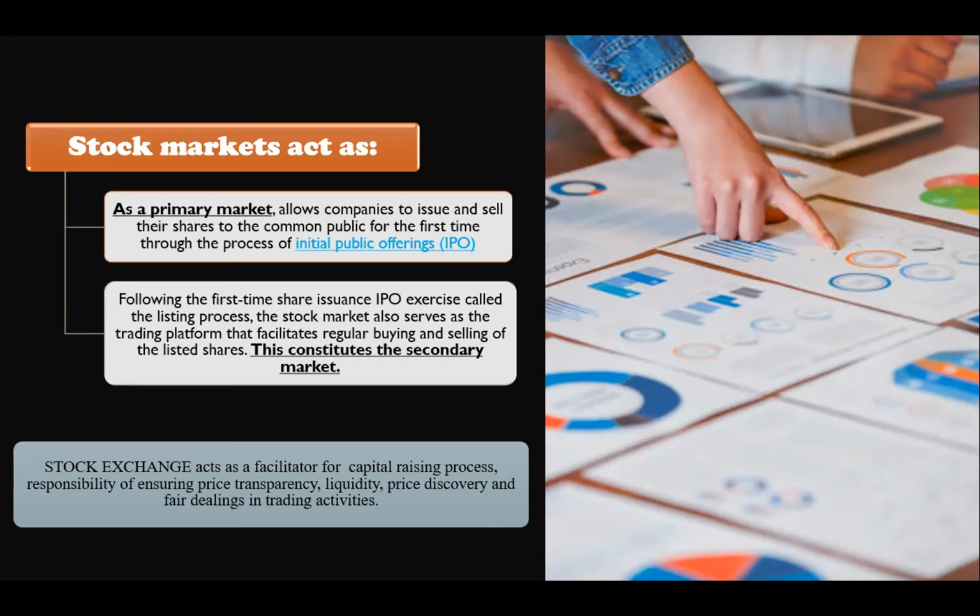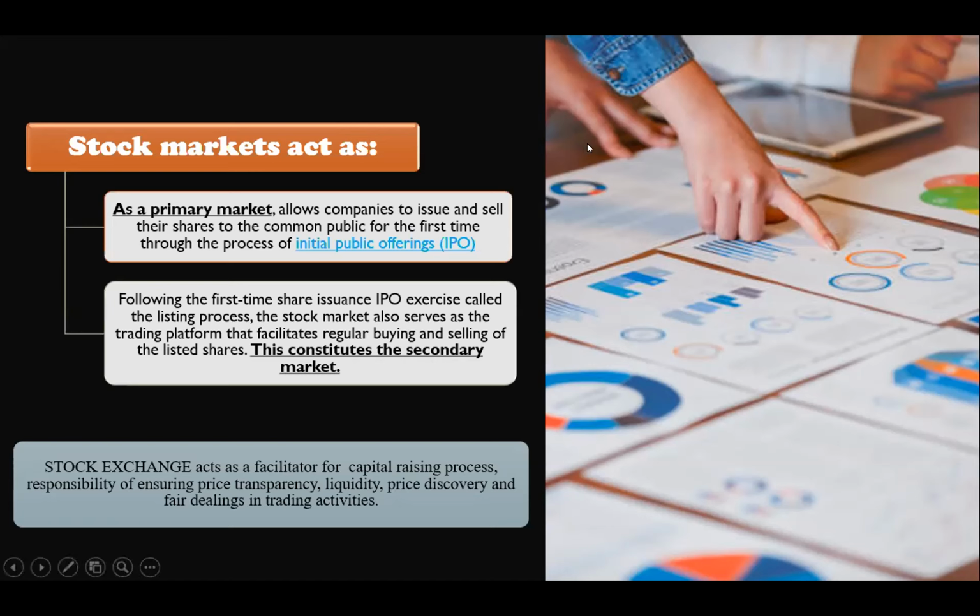Talking about the secondary market, it follows the first-time share issuance in the IPO. Investors trade previously issued securities without the issuing company's involvement. The stock exchange here serves as the trading platform that facilitates buying and selling of the listed shares. Next slide, please. So how are prices set in the stock market?